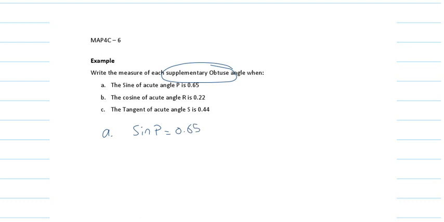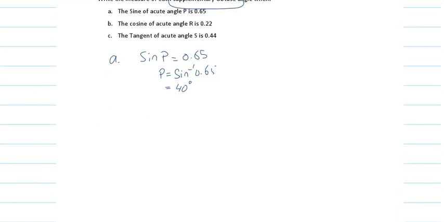That's right. So it's sine inverse, right? If I do sine inverse of 0.65, what do you get? 40 degrees. Now, question to you, is that the answer that I'm looking for? No, because I'm looking for the supplementary obtuse. This is the acute. How can I find the supplementary obtuse?